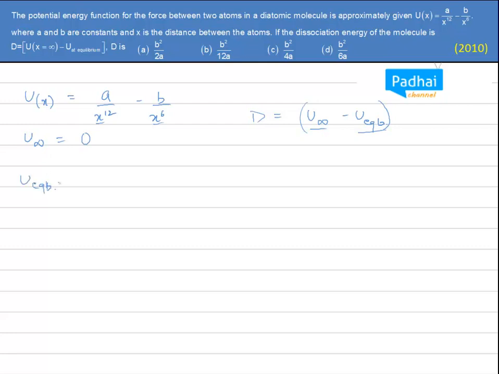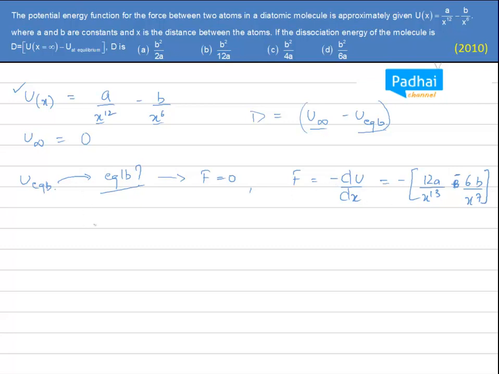For that, first of all, we require what is equilibrium. When do we get equilibrium? Equilibrium is a point when F is 0. And from the formula of potential energy, I can calculate F as minus dU by dx. So I can write this as minus of minus 12a by x raised to the power of 13 plus 6b by x raised to the power of 7. Sorry, this will basically be minus. So now this should be equal to 0.